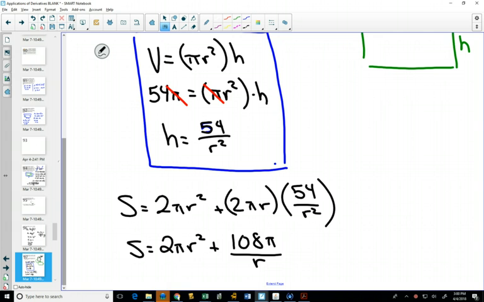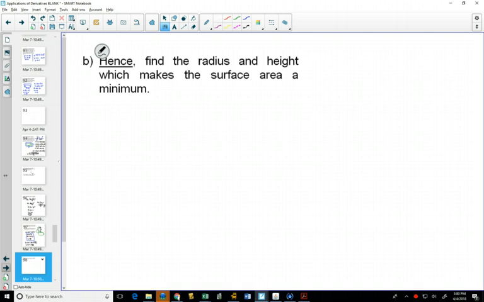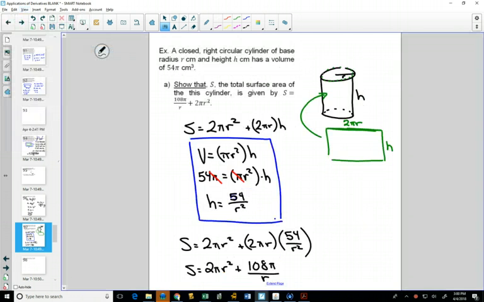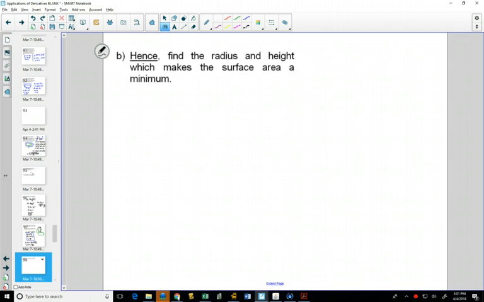The whole reason that part A is getting us to show it this way is that now in part B, we can find the radius and the height that makes the surface area a minimum. We're going to talk about why we're going to want to do that in a second. We want a minimum.